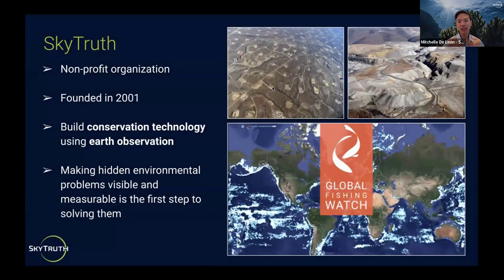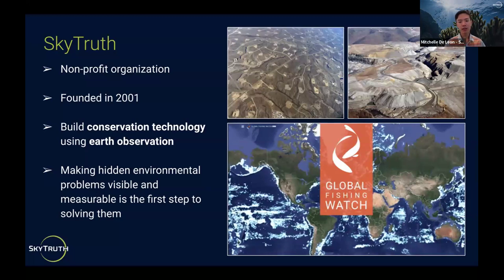So a little bit about SkyTruth. SkyTruth is a nonprofit organization based in the United States. We were founded in 2001 by John Amos, and we specialize in harnessing Earth observation data and other geospatial data to make hidden environmental issues visible and measurable, as well as actionable. We believe that making hidden environmental issues visible is the first step to solving them.